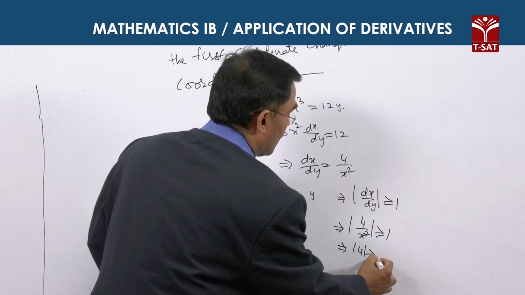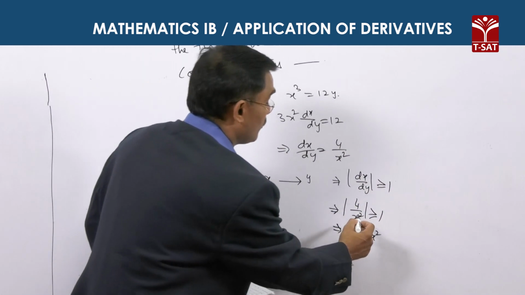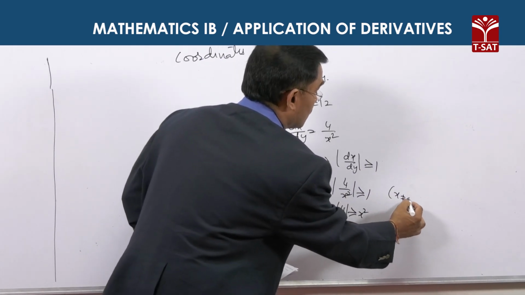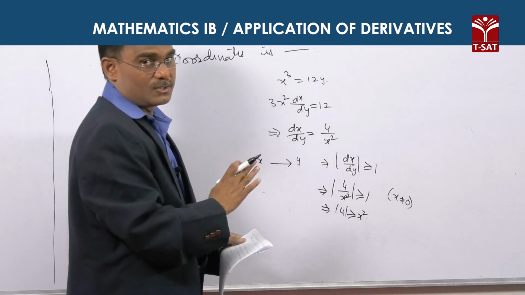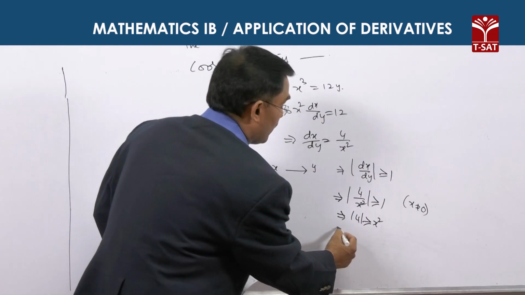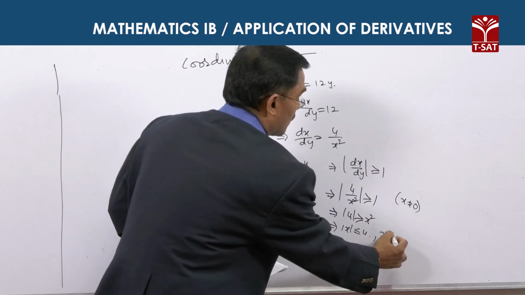Mod 4 by x square is greater than or equal to whatever is here; x square is always positive. But we observe that mod 4 by x square greater than or equal to 1 means x must not be equal to 0, since at x = 0 the value is infinite. Mod x is greater than or equal to 4. So simplifying that, mod x is less than or equal to 4, comma, x is not equal to 0.